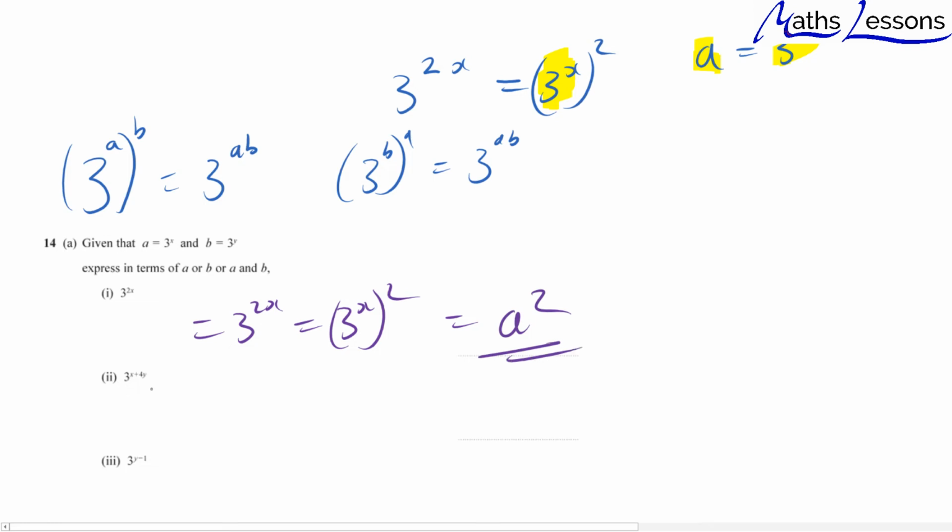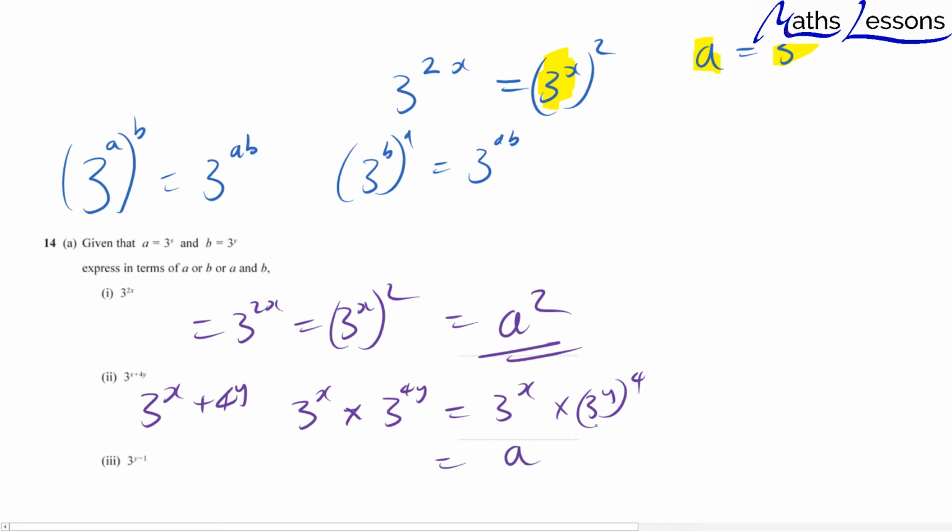Now we've already got 3 to the x, so we've got 3 to the x plus 4y, that's meant to be a power. So we've got 3 to the x times, because you're adding the indices, times 3 to the 4y. And then we can do the same thing to get the 3 to the y that we did up here. So it's equal to 3 to the x times 3 to the y, to the power of 4. We know that 3 to the x is equal to a. We know that 3 to the y is equal to b. So we get a times b, and then that's to the power 4.